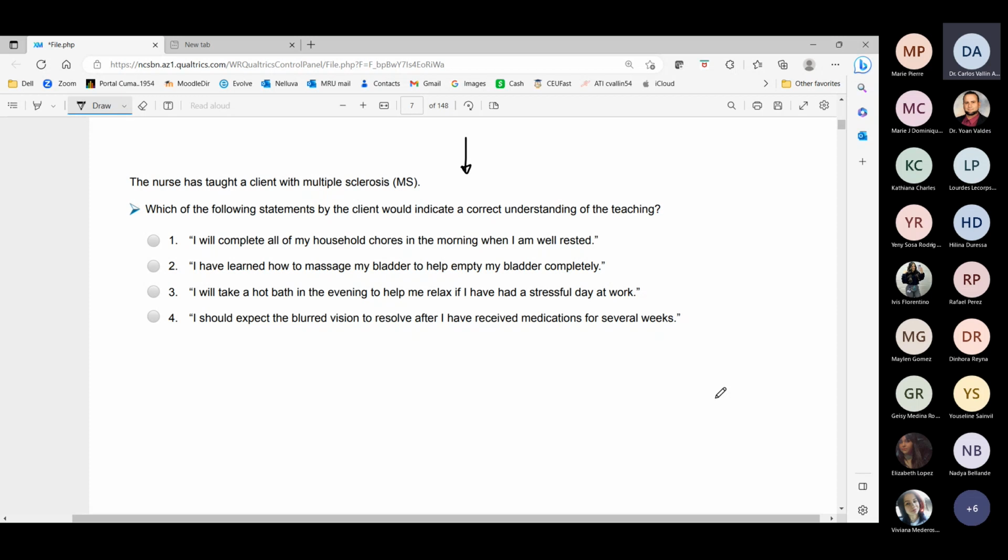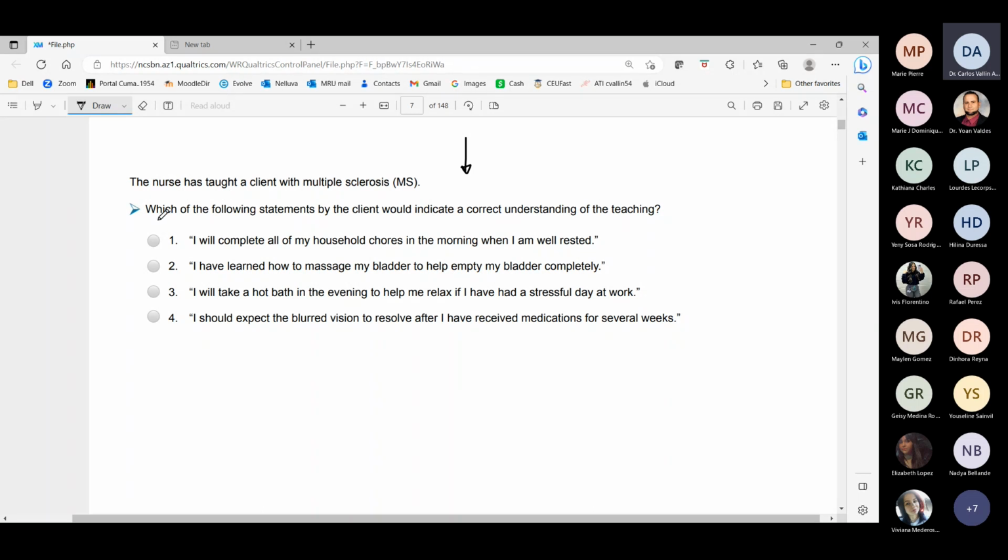Brain, cranial nerves, vision, bladder, motor function, muscles, sensations. Anything can be affected by multiple sclerosis, all the nervous system, okay?